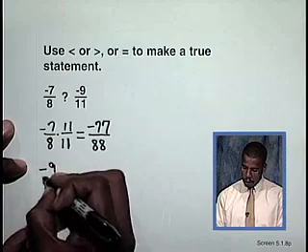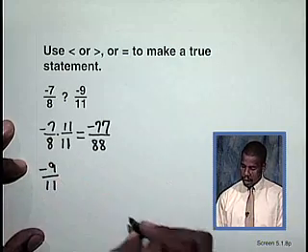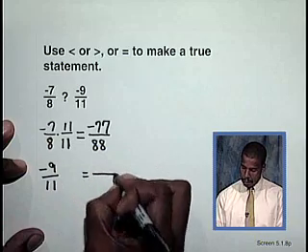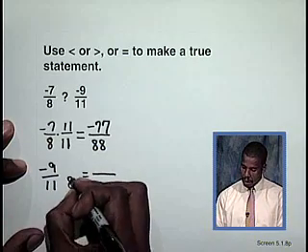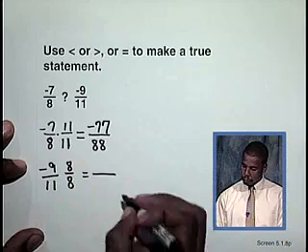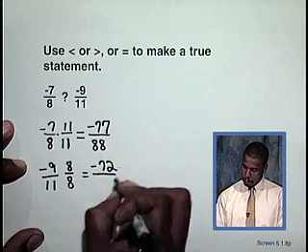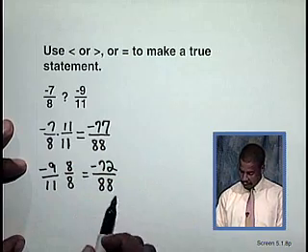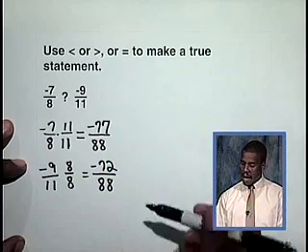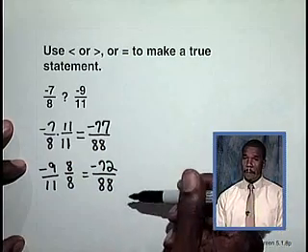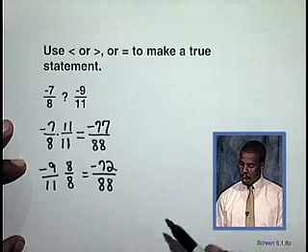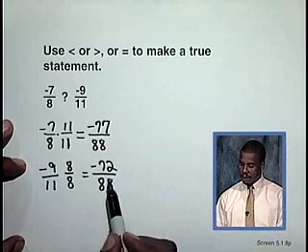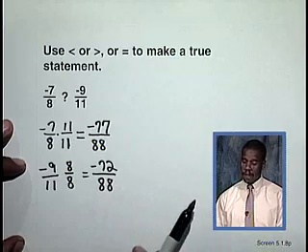We'll also find the equivalent fraction for negative 9 over 11. We'll multiply the numerator and denominator by 8, which gives us the equivalent fraction of negative 72 over 88. Now they have the same denominator, we can actually compare the numerators. In this case, we want to remember that negative 72 is actually larger than negative 77.